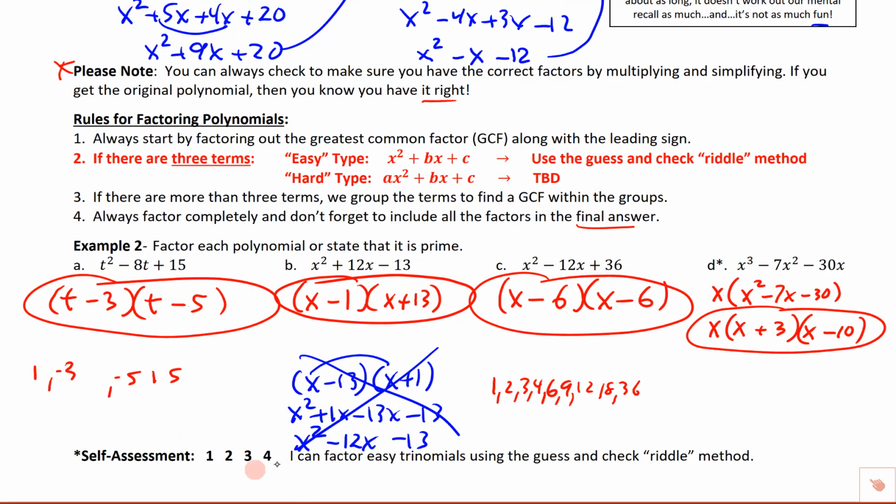Okay, so go ahead and fill out the self-assessment on how well you feel you can factor those easy trinomials using this guess and check riddle method, we'll call it. And then good luck on the assignment.